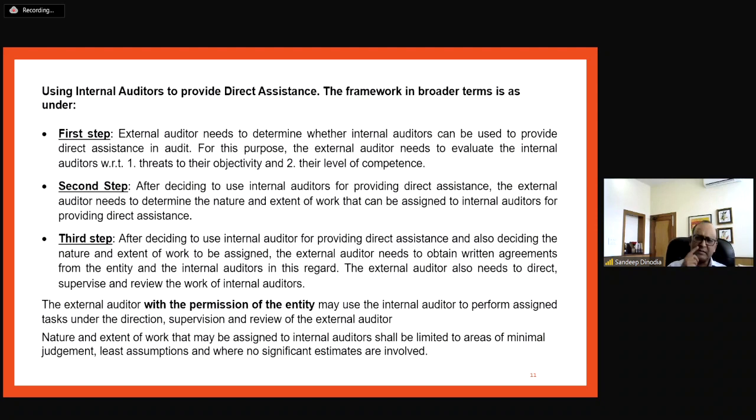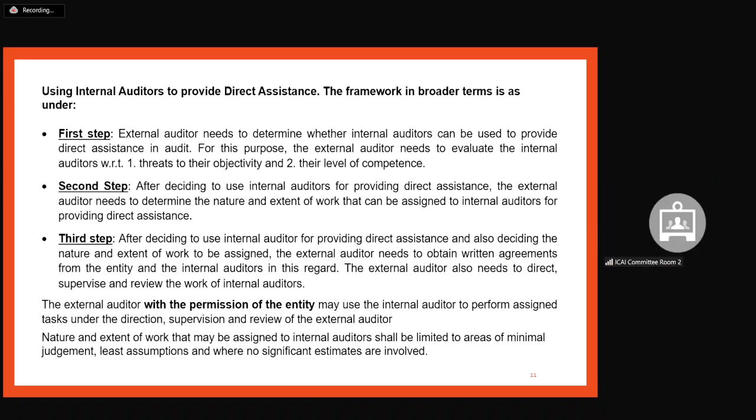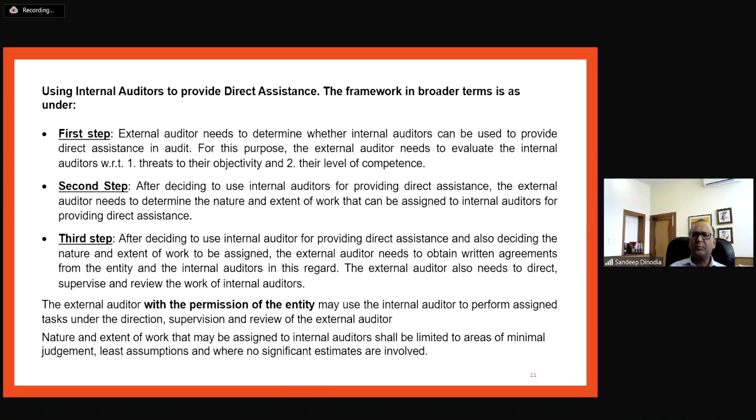Again, both these aspects we discussed earlier when we were looking at relying on the work of the internal auditor. The second aspect is, after deciding to use the internal auditors for providing direct assistance, the external auditor needs to determine the nature and extent of work that can be assigned to the internal auditor for providing direct assistance. So once we are satisfied that there is objectivity and a level of competence, then we need to decide what work we are going to assign to the internal auditor to work directly as assistance to the external auditor.